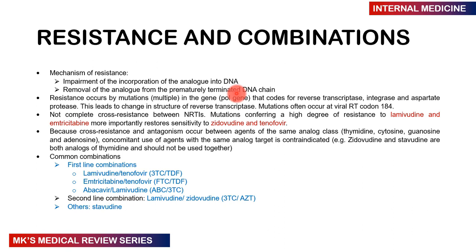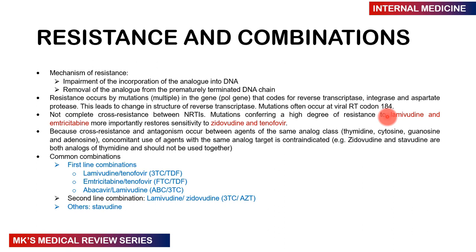There are often mutations, especially in the polymerase gene, the POL gene, that codes for the reverse transcriptase, the integrase, and the aspartate protease. This leads to a structural change in the reverse transcriptase. One of the mutations happens at codon 184, and remember that resistance to one drug does not necessarily mean there's going to be resistance to another drug in the same class. So cross resistance doesn't completely happen in this group.